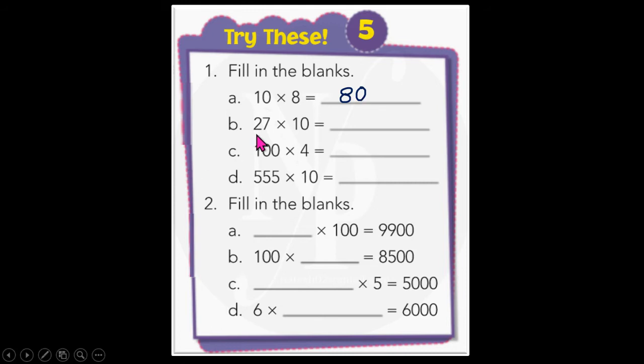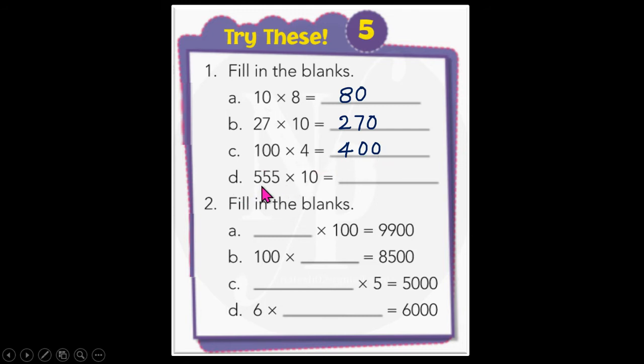B. Here we have 27 into 10. We rewrite 27 and put 1 0 to the right of 27. The product now is 270. That is 27 into 10 is equal to 270. Coming to C, we have 100 into 4. So we write 4 and write 2 zeros to the right of 4. That is 400. 100 into 4 is equal to 400.